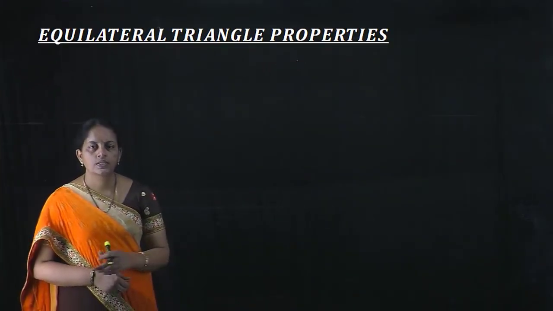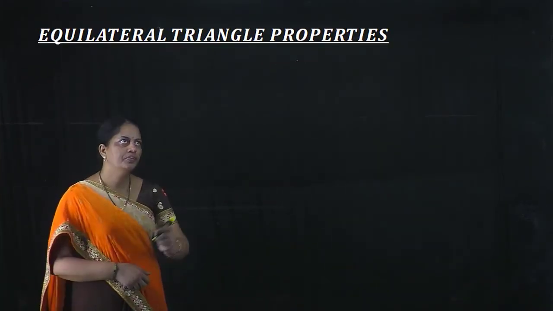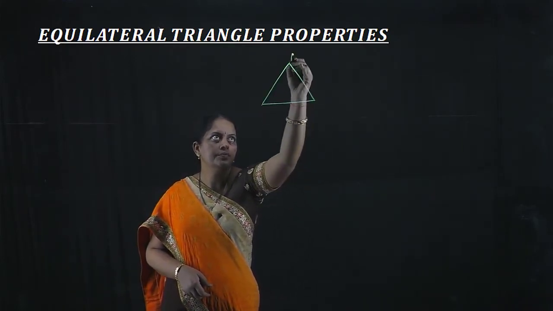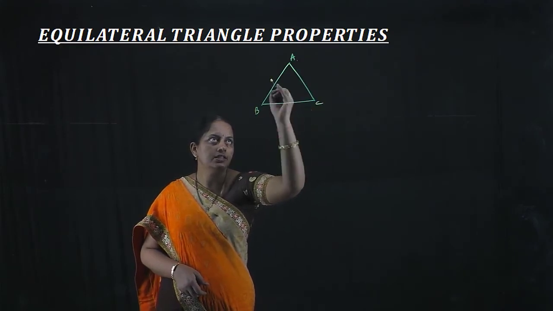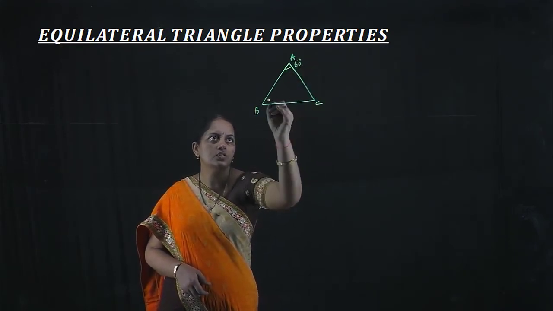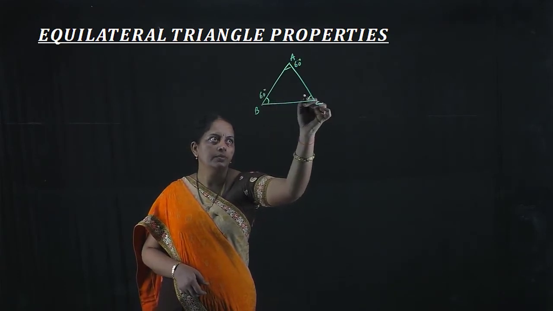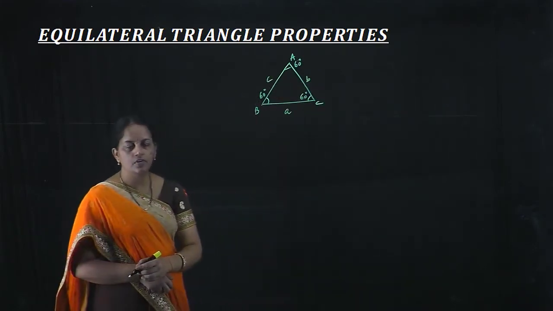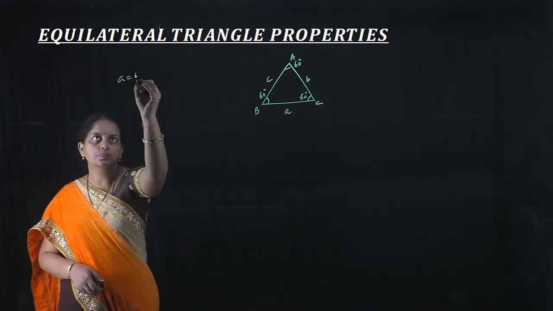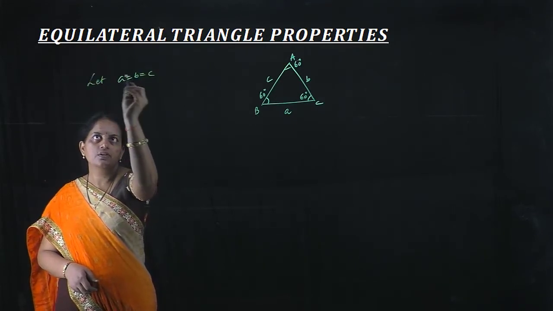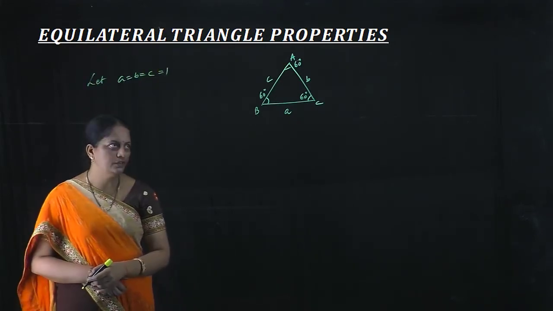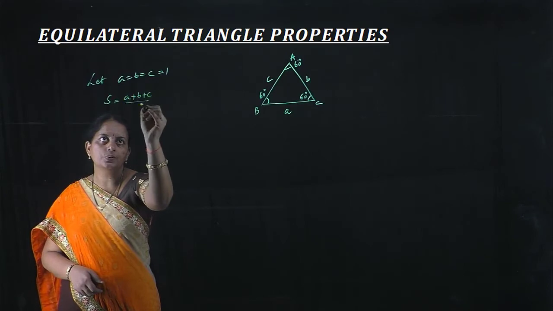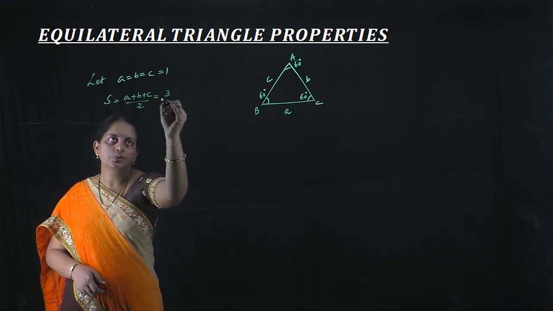Once again, let me recall the equilateral triangle property. Consider an equilateral triangle ABC. Equilateral triangle means all angles are equal and all sides are equal. So angle A equal to angle B equal to angle C equal to 60, and the sides a, b, c are equal. Let a equal to b equal to c equal to 1. We know that s is equal to (a + b + c) by 2. This is equal to (1 + 1 + 1) by 2, that is 3 by 2.